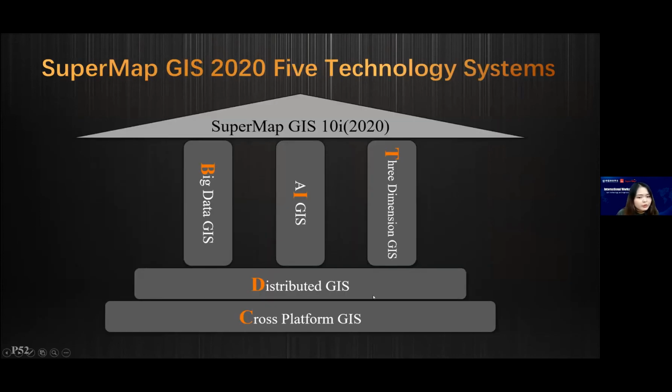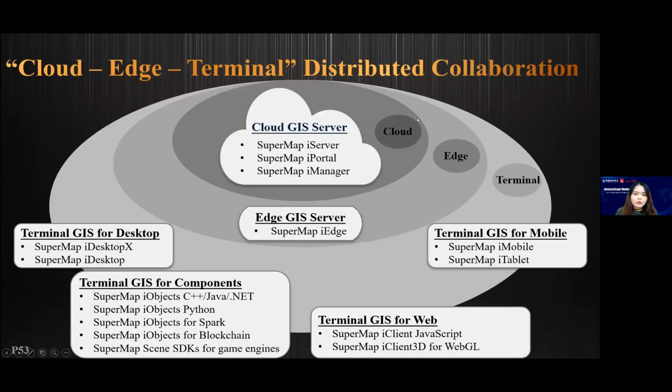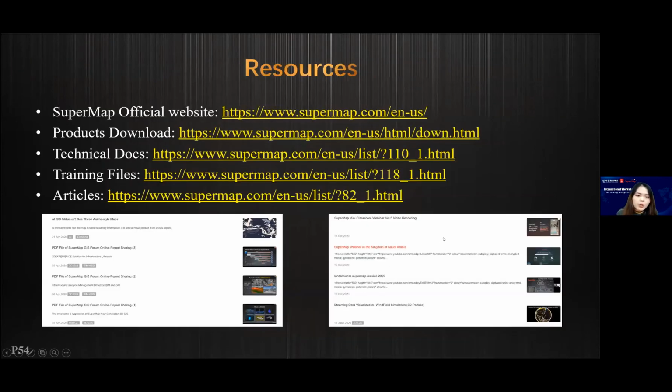Additionally, distributed GIS is one of the key fundamental technologies for SuperMap. They have already built a fully distributed product system from cloud to edge and to terminals. If you want to know more about the product, you can search their official website to see more information.